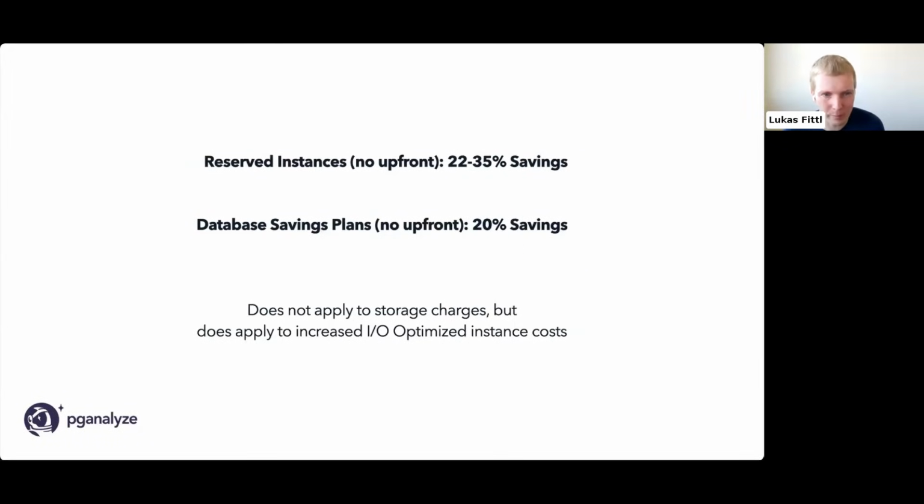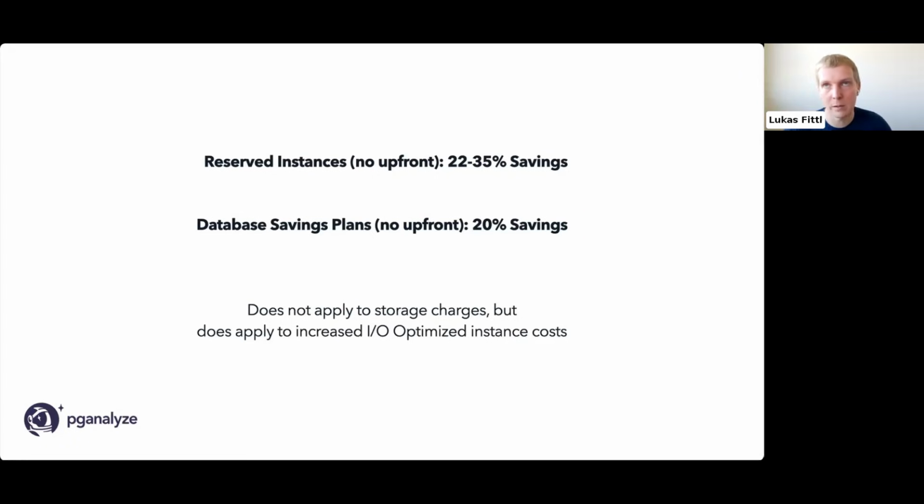The math to know about is that if you do reserved instances, no upfront, so you don't actually pay anything, you just commit to something, with reserved instances you get between 22 and 35% of savings compared to the on-demand price. With database savings plans, you get 20% savings. They do claim some higher percentages, but if you look at the practical pricing information for RDS and Aurora, it's always 20% savings.